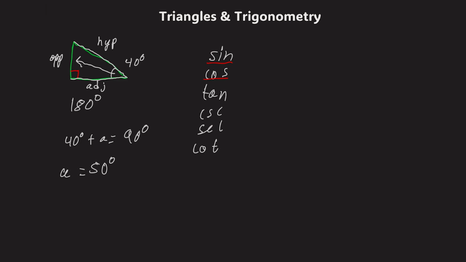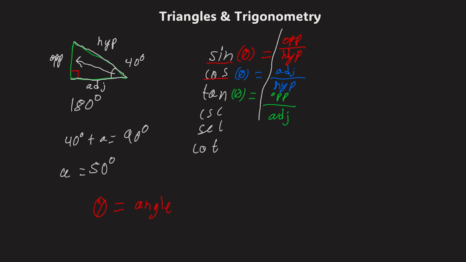Okay? So sine is you plug in an angle theta. Theta is just something we use to represent some angle measure, okay? So in this case, we're dealing with theta equals 40 degrees. So sine of theta, sine of 40 degrees, is going to equal the value of your opposite side divided by the value of your hypotenuse. Cosine of theta is going to equal your adjacent side divided by your hypotenuse. Okay? Tangent of theta is going to equal your opposite side over your adjacent side. Okay? And these are the three fundamental ones.